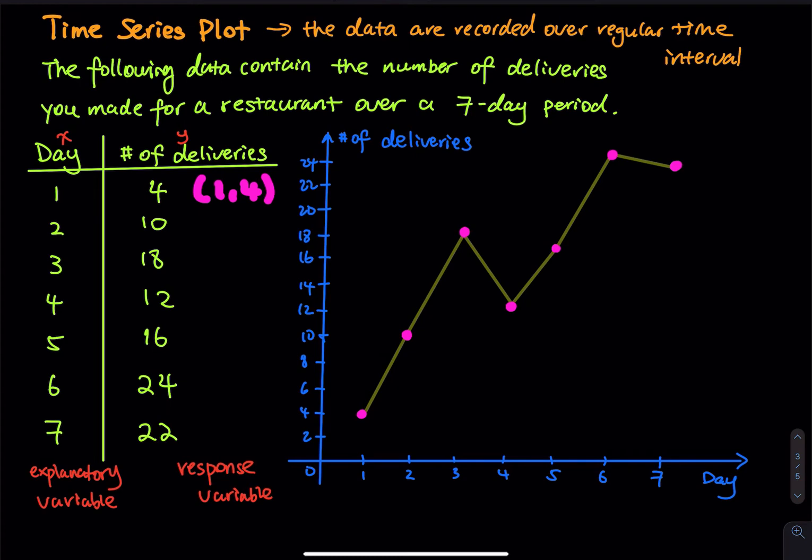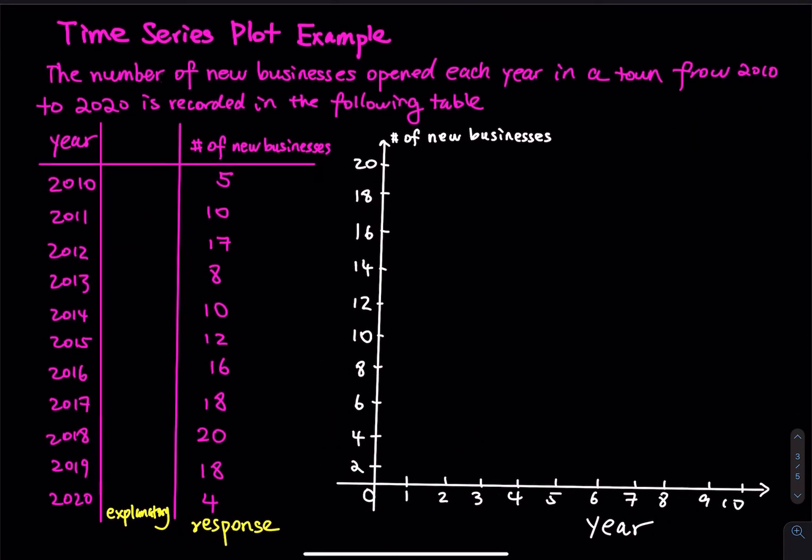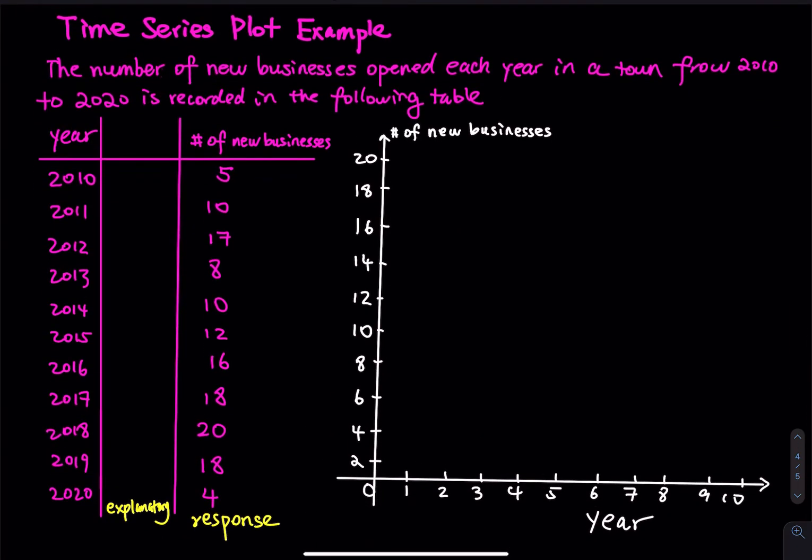Let's move on to the second example. I have that on the next page. This is another time series plot example. The number of new businesses opened each year in a town from 2010 to 2020. When you deal with years in mathematics and statistics, we don't use 2010 on the horizontal axis. One little technique that I want to show you is you have to call the initial year year 0.